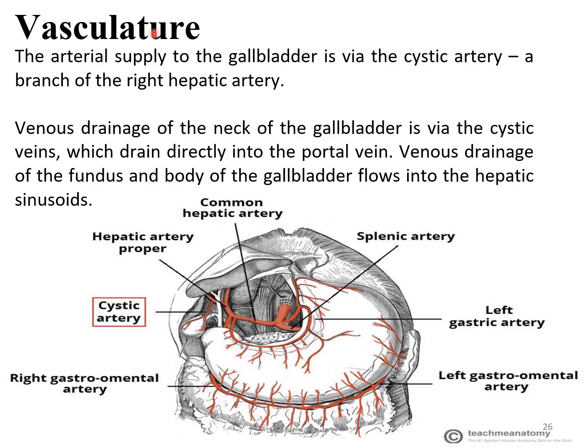Coming to the vasculature. The arterial supply to the gallbladder is via the cystic artery. It is a branch of the right hepatic artery. The venous drainage of different parts of the gallbladder is different. The neck of the gallbladder drains via the cystic vein. The fundus and the body of the gallbladder flow into the hepatic sinusoids. In this image, you can see the cystic artery which comes from the right hepatic artery here.